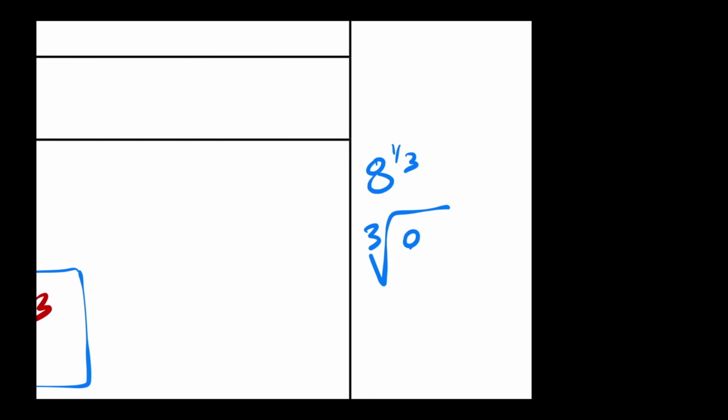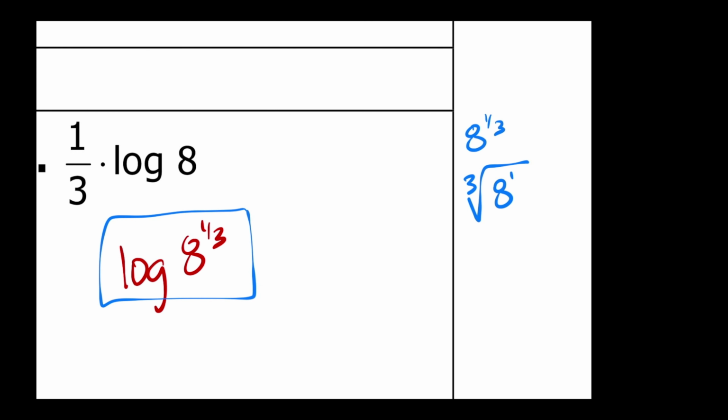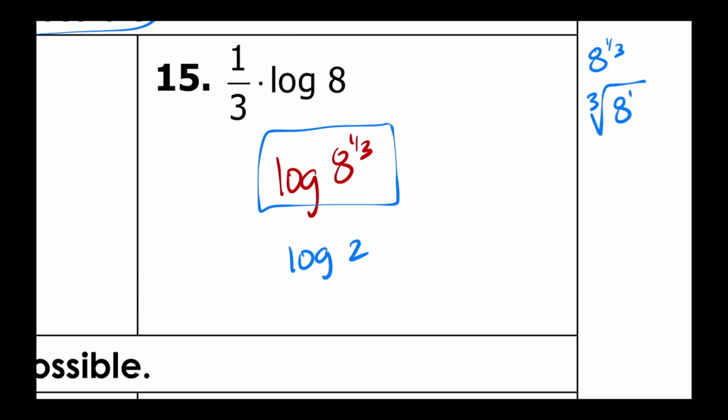It's the cube root, right? The bottom number is the index, and the top number is the exponent, right? So this is just the cube root of 8. And what's the cube root of 8? It is 2. Yes, it's 2. So this is log of 2. That 8 to the 1/3 simplifies to 2.